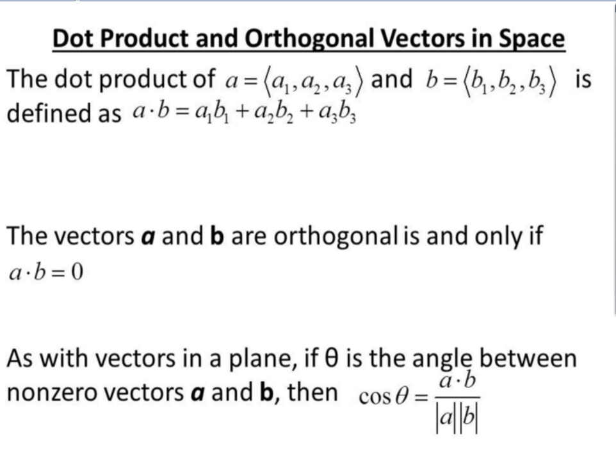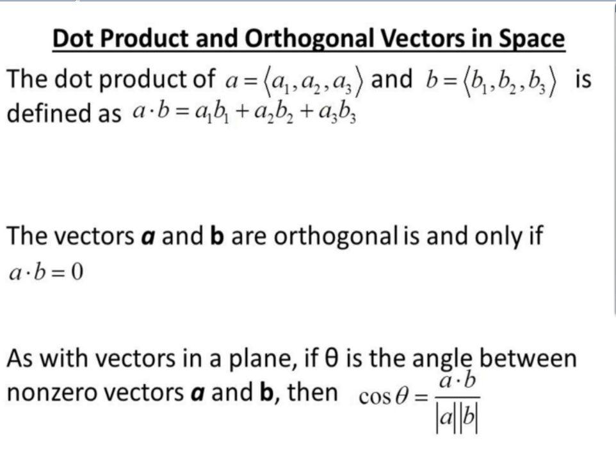The dot product in 2 dimensions and 3 dimensions is very similar. The only difference in 3 dimensions is you do need to add that third term. So a dot b is going to be a sub 1 times b sub 1 plus a sub 2 times b sub 2 plus a sub 3 times b sub 3. Again, if a dot b is equal to 0, it is still going to be orthogonal.